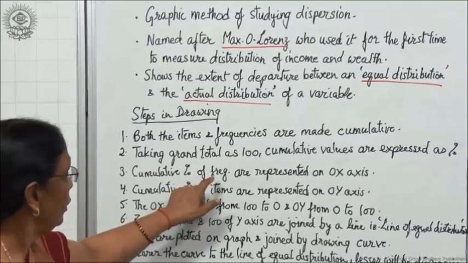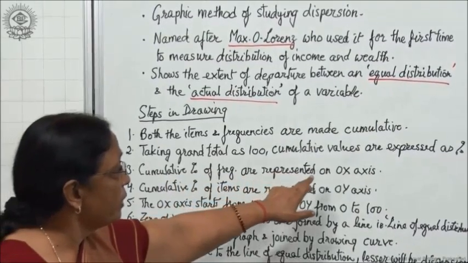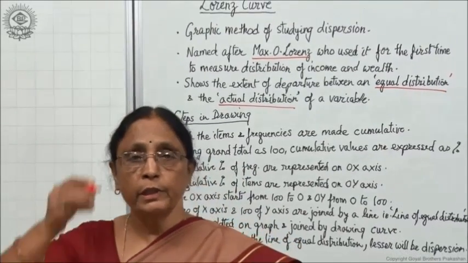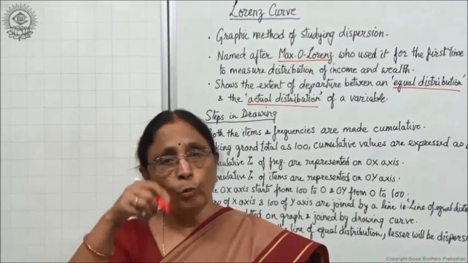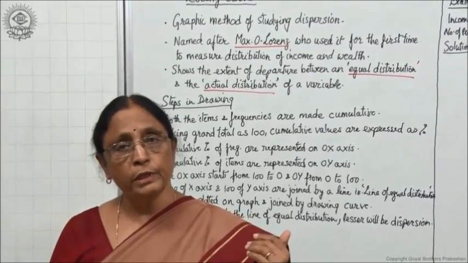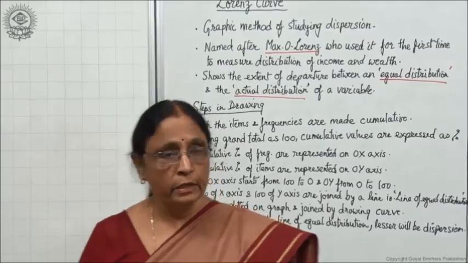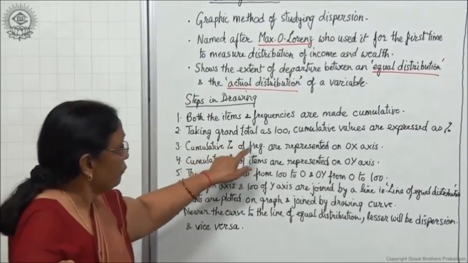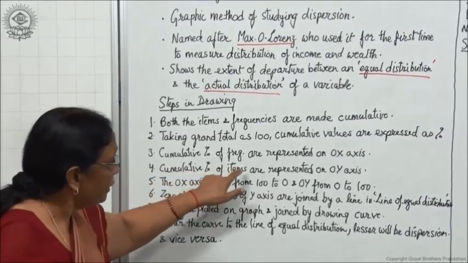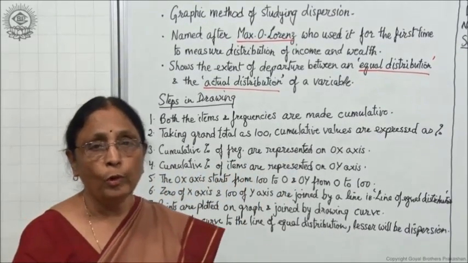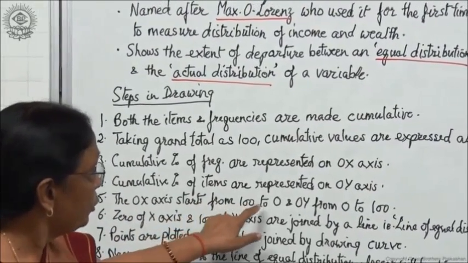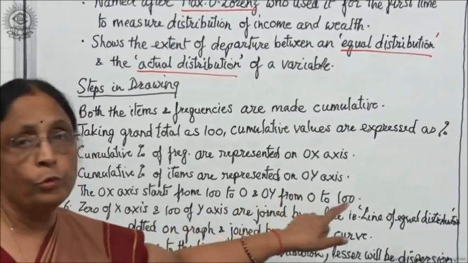Cumulative percentage of frequency is represented on the OX axis. Earlier you have learned that frequencies we were taking only on the OY axis, the vertical axis, right? Now in this case frequencies are taken on the OX axis. So cumulative percentage of frequencies are represented on the OX axis, and cumulative percentage of items are represented on the OY axis. The OX axis starts from 100 to 0 and OY from 0 to 100.